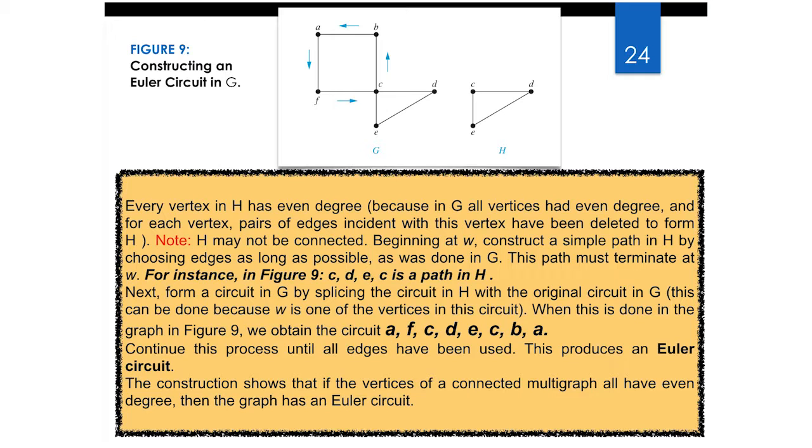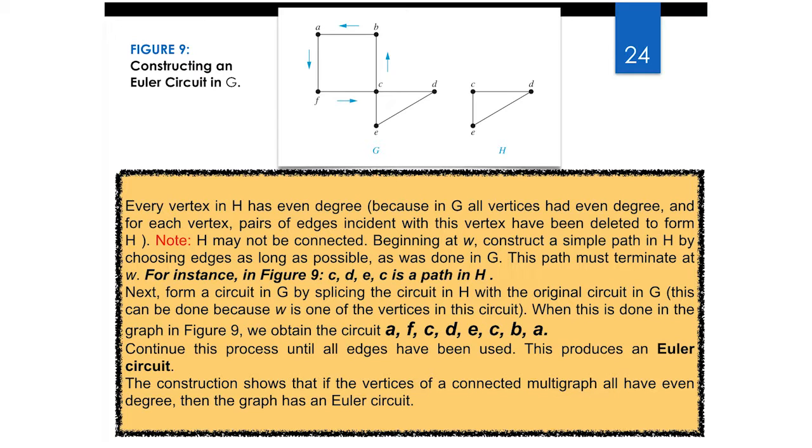Every vertex in H has even degree, because in G all vertices had even degree, and for each vertex, pairs of edges incident with this vertex have been deleted to form H. Note that H may not be connected. Beginning at W, construct a simple path in H by choosing edges as long as possible, as we've done in G. This path must terminate at W. For instance, in figure 9, C, D, E, C is a path in H.